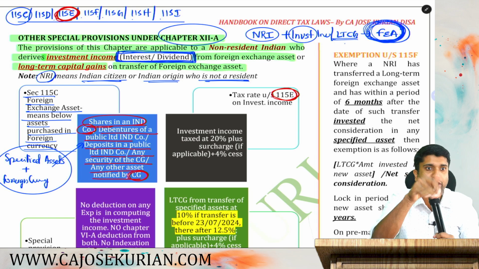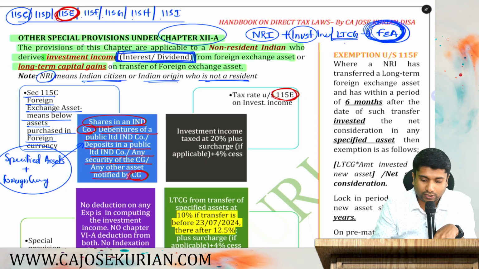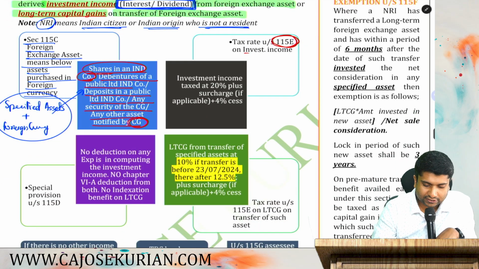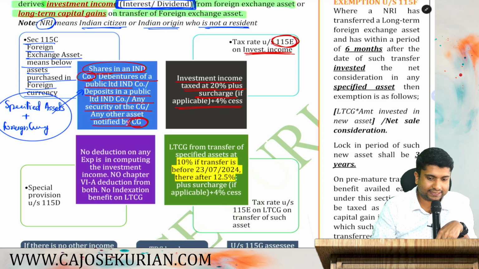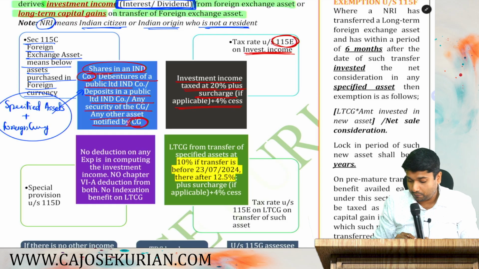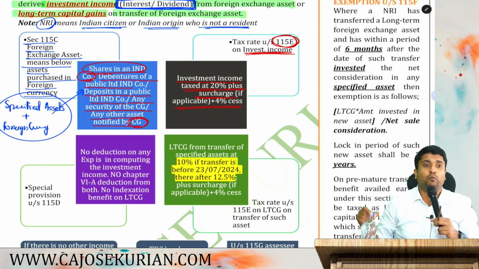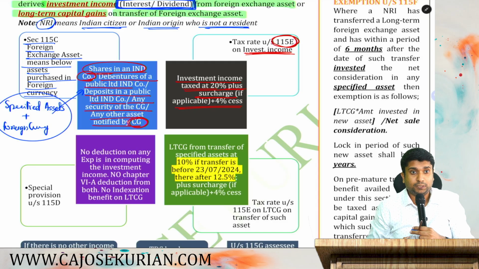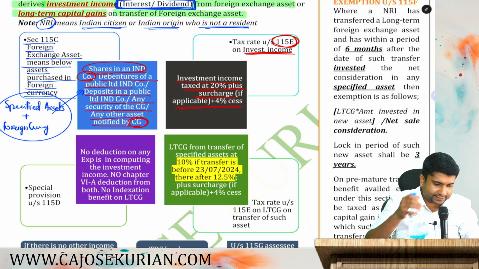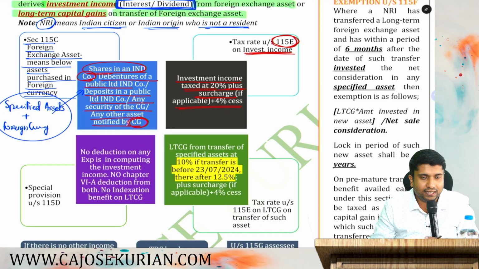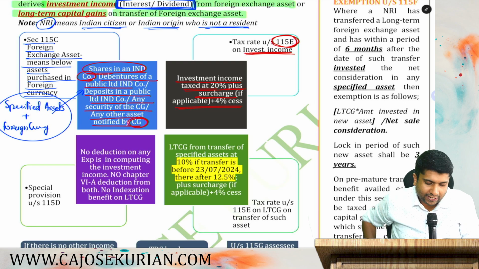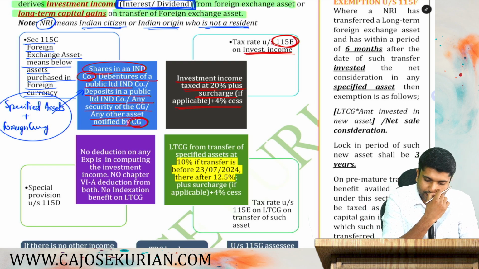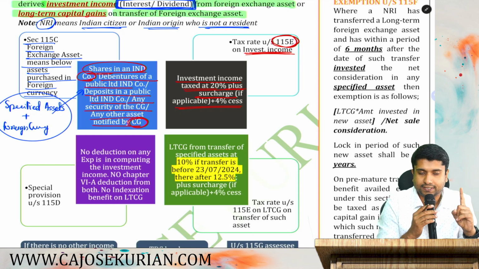115E talks about rate of taxes. First of all, let's understand investment income. In the case of investment income, it is taxed at what rate? 20% plus surcharge if any plus 4% cess. If an NRI has some investment income, then the NRI should pay tax at what rate, friends? 20% plus applicable surcharge and 4% cess on that investment income. That's what the department says. Are you all with me? If an NRI has investment income, then that investment income is taxed at a flat rate of 20% under section 115E.